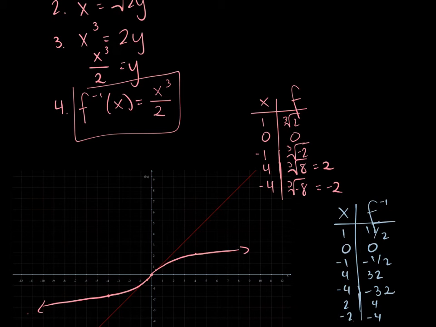So I've got 0 again. 1 and 1/2, so 1 and 1/2. -1 and -1/2. So about there. And then 2 and 4. And -2, -4. And I'm going to graph.